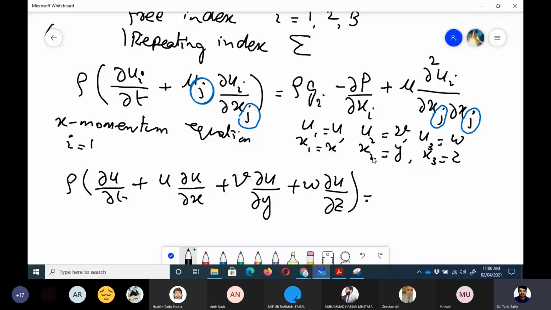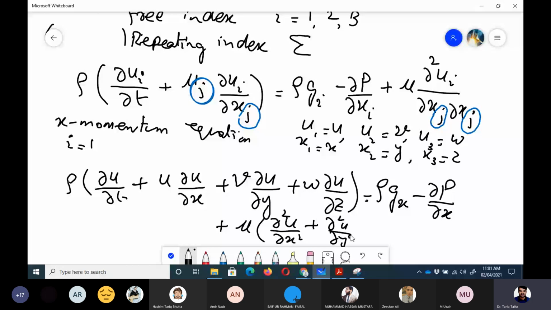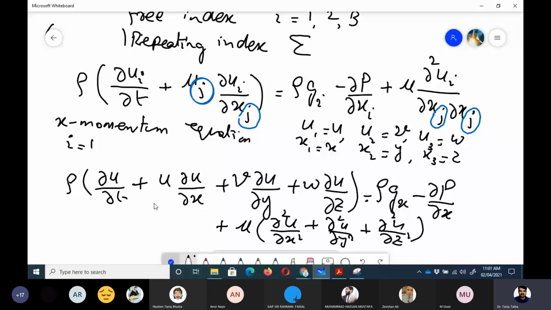minus partial p upon x1 is x plus mu into, now we need to write I is equal to 1, because there is again summation, so there would be 3 terms, partial square u upon partial x square, because when j is equal to 1, we can write x. Then again second term partial square u upon partial y square, because j is equal to 2 means x2 is y, and similarly partial square u upon partial z square. Right. So we have written this.